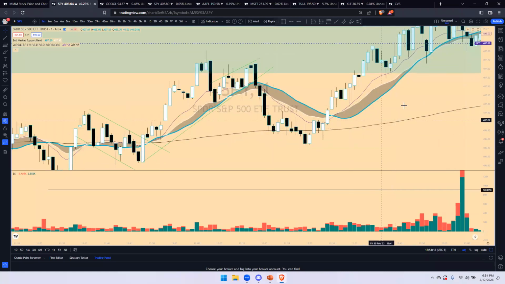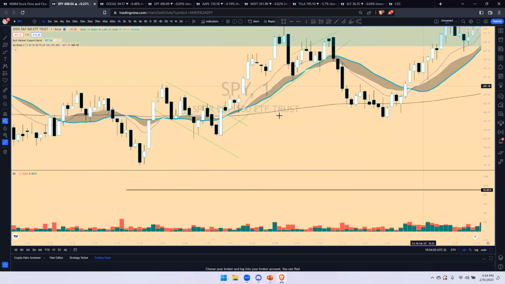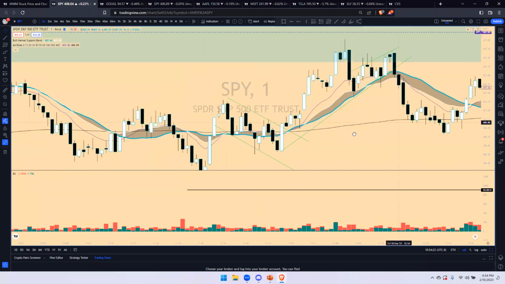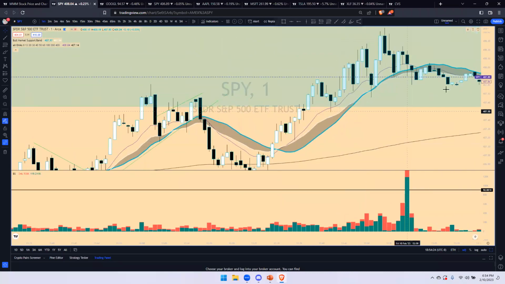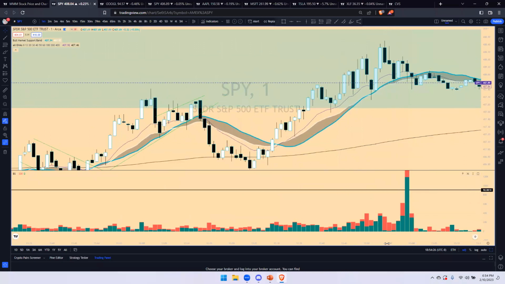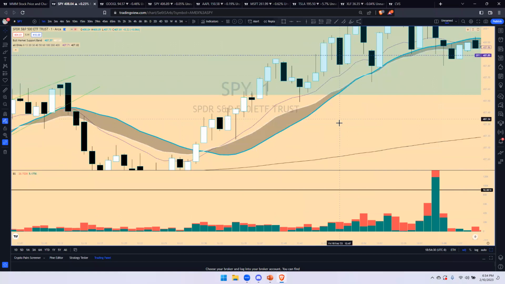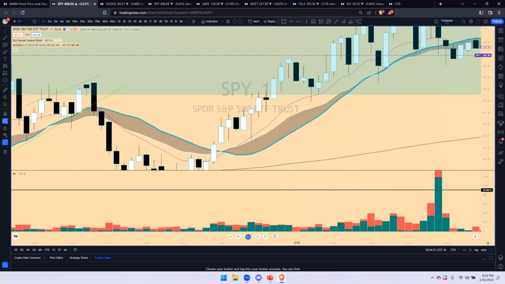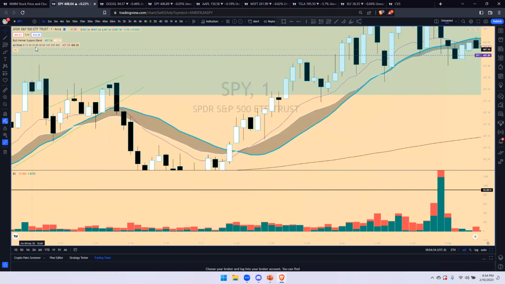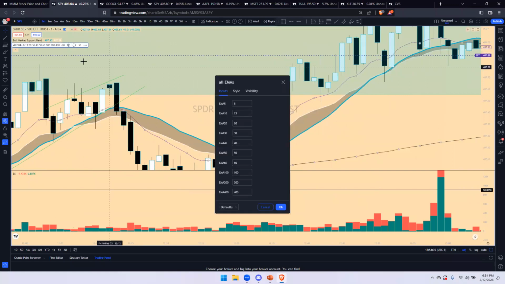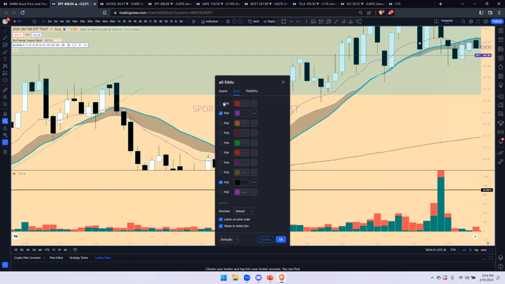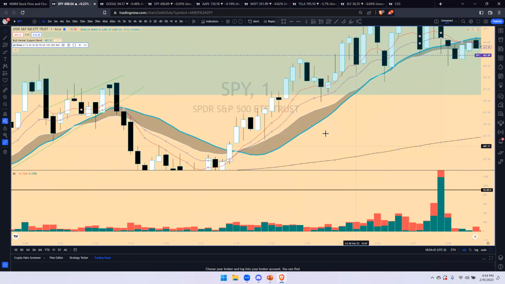Let me see here. Here's another one right here. You're using the same EMAs and SMAs for this one? Yeah. I do also use the 8, but I know that if it's riding the 13, it's also going to be riding the 8.